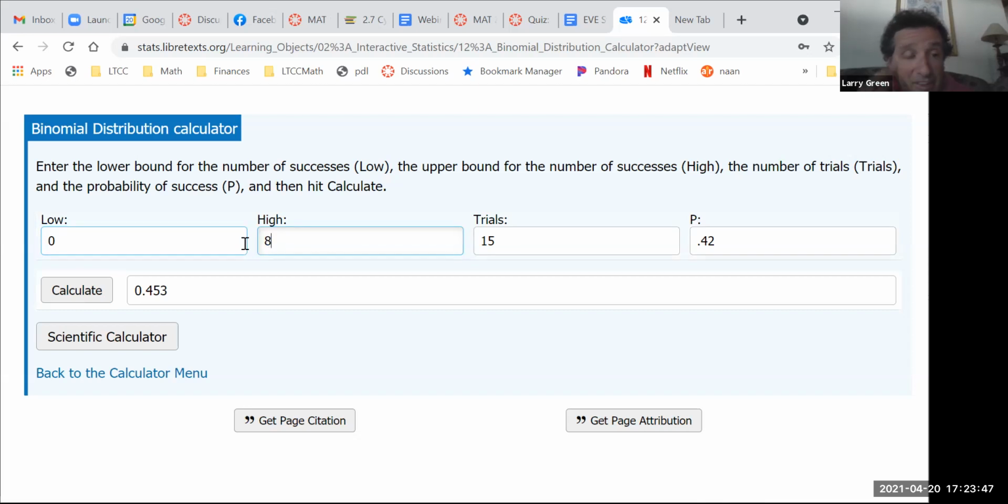So that's the thing to note. A lot of people make that mistake. 9 is not less than 9. So 8 is the biggest number that is less than 9 for whole numbers. And then trials and P are the same. Any questions on that? And it calculates 0.8746.